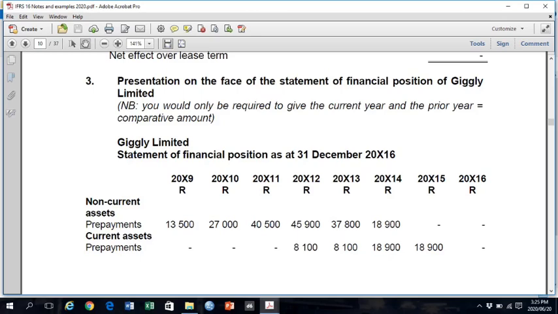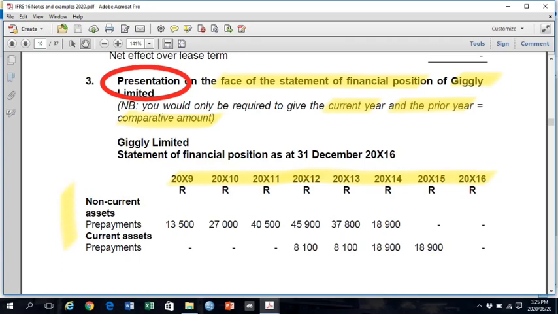We will now specifically focus on the presentation on the face of the statement of financial position of Giggly Limited, which is the topic of example 5. Please note that you would only be required to give the current and the prior year as a comparative amount in an actual set of financial statements or in a test when comparative amounts are required. It's for illustration purposes that we are showing you all 8 years of this lease agreement, and specifically now looking at the presentation of your prepaid lease expense.